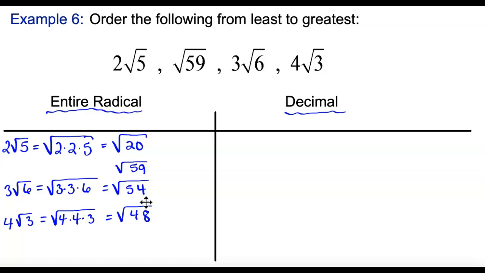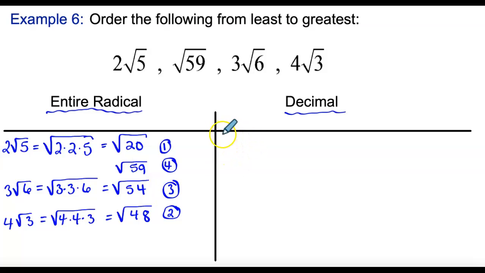So now I can compare each of these entire radicals. I am going to really focus on the inside, on the radicand, and I can see that 20 is the lowest number. So that would be our first one. And then the next lowest number would be 48, and then 54, and then 59. So this to me seems like the order of least to greatest.